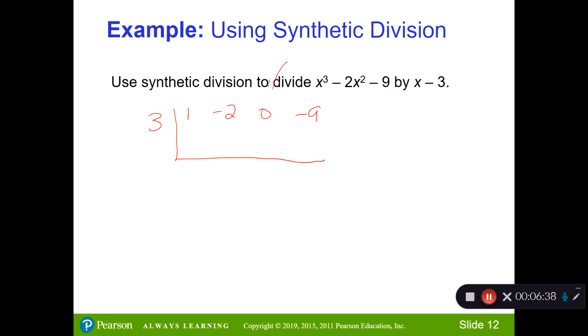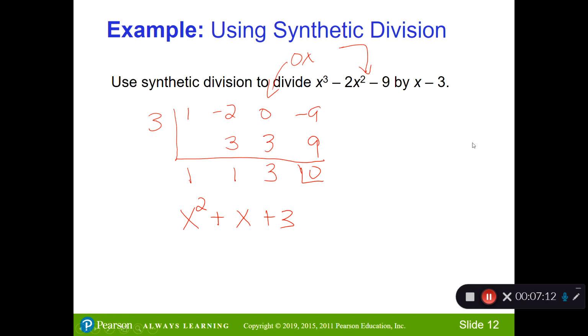Don't forget the 0x term that's missing from here. Okay. Now we bring down the 1. 3 times 1 is 3. Add going down, we get a 1. 3 times 1 is 3. Add going down, we get a 3. 3 times 3 is 9. Add going down, we get a 0. So this is 1 degree less than x cubed. So 1x squared plus 1x plus 3 plus the remainder of 0 over x minus 3. So I don't write it since it's 0.